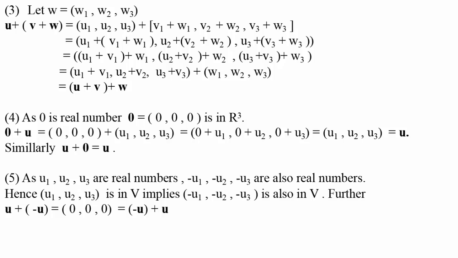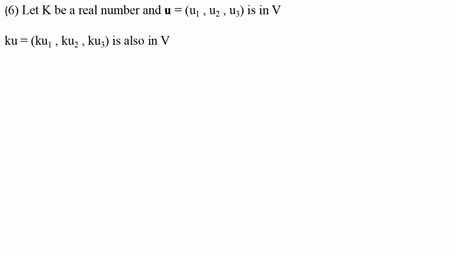That's why u plus (minus u) equals 0, 0, 0, and similarly minus u plus u is also 0, 0, 0. Thus, for every vector u, there exists a negative vector minus u in the set V, and hence the fifth axiom is satisfied.